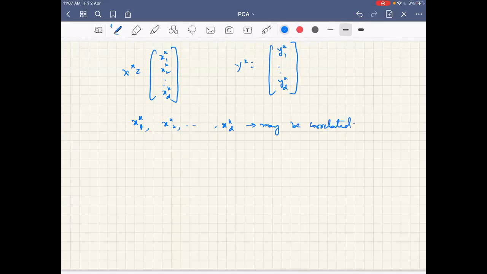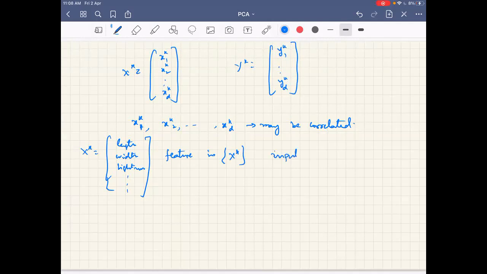What does it mean? Assume that I measure, for a sample, the initial feature vector as length, width, lightness, and a few other attributes of a given sample in a classification, either fish or face classification or some object classification. These features in xk, also referred to as the input space, can be correlated.